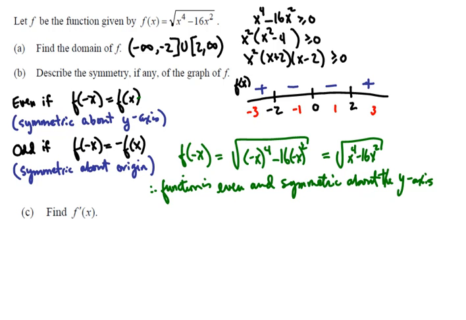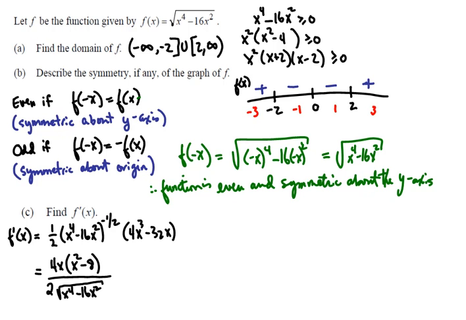In part C, we want to find the derivative of that, and that derivative will be by the chain rule. First of all, we have 1/2. Leave the inside alone, x to the fourth minus 16x squared quantity to the negative 1/2 power. Then we need to multiply that by the derivative of the inside function, which is 4x cubed minus 32x. Simplifying that just a bit, we would get 4x times the quantity x squared minus 8 over 2 times the square root of x to the fourth minus 16x squared. We can divide the 4 and the 2 and get just 2.